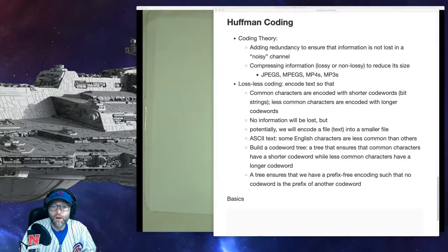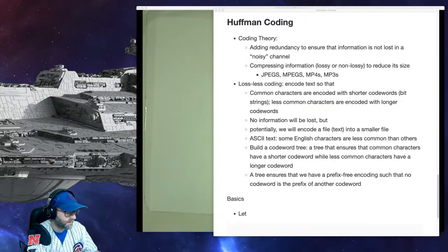And Huffman coding is a lossless encoding scheme in that it's not going to lose any of the information. Some compression algorithms are lossy, like JPEGs, MP3s, MP4s. They either cut out data or they approximate data in order to result in smaller file sizes. We're going to try to have a lossless encoding scheme. Before we do that, let's get some definitions out of the way first.